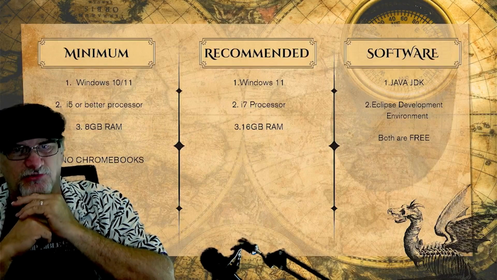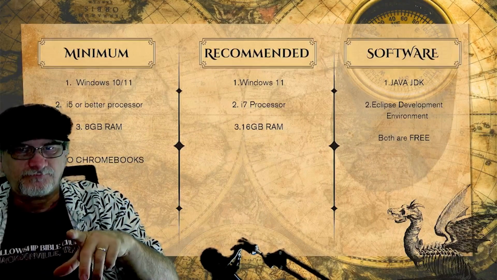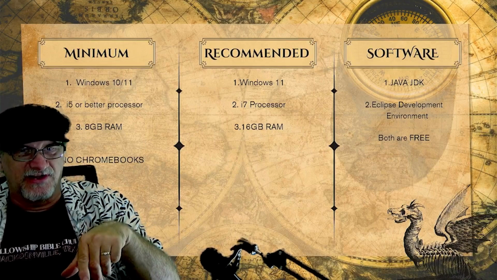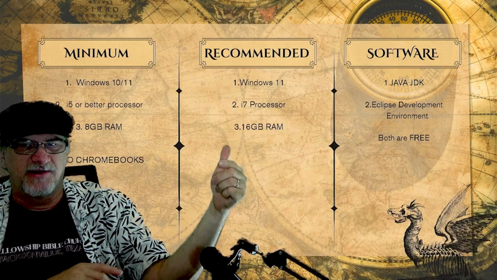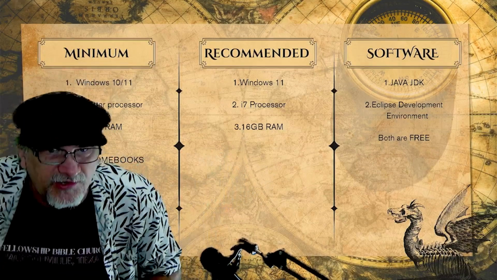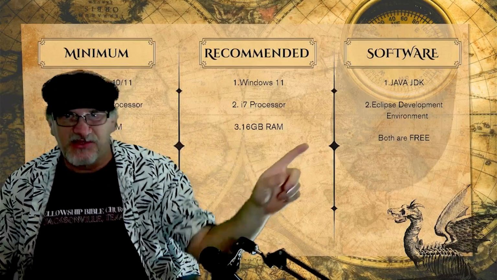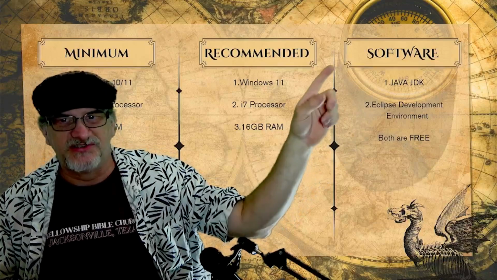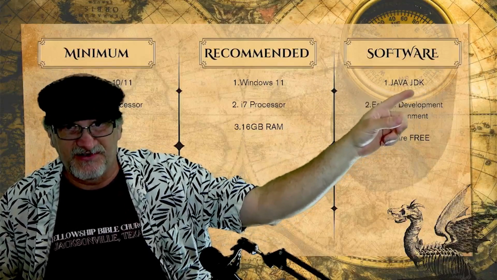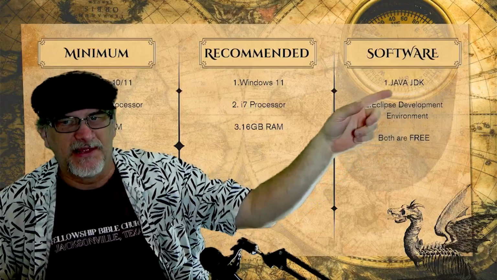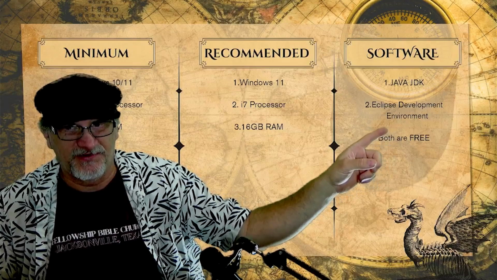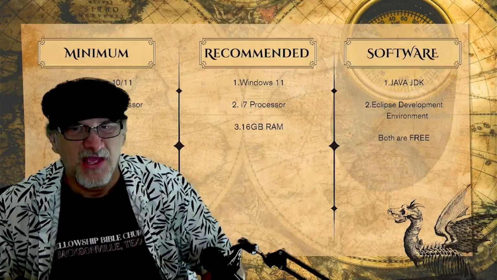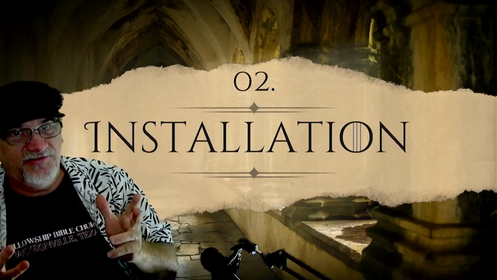Okay, so now our next part, the software we're going to need. Luckily our software is all free, so first we're going to put in our Java JDK. This is our Java Development Kit, JDK. And to go with that, we have the Eclipse development environment. So once again, both are free. Yay. So with that, let's go see how we're going to install these things.